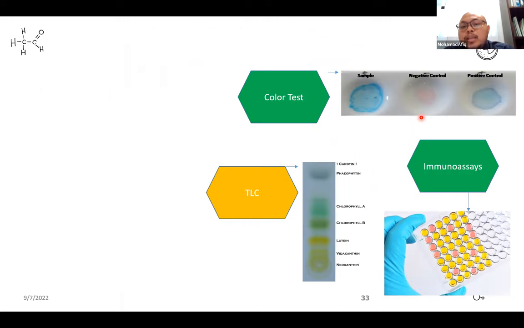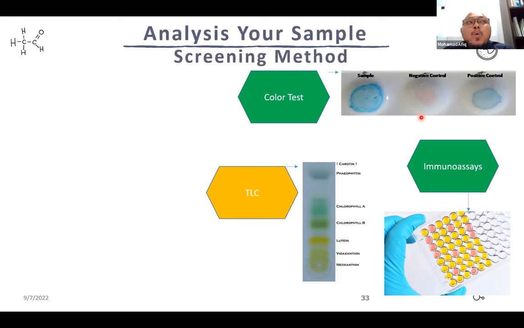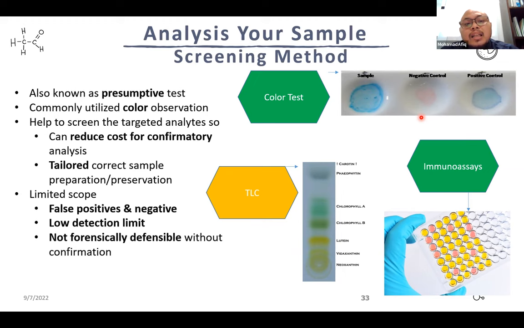Now, let's look first at the screening method. Why do we need to perform the screening method? Screening method is also known as the presumptive test. It means that you just assume. It's not confirmatory. The drug is there, but you may not know the specific type of drug. For example, you know there are some metabolites or maybe the group of morphine, but you don't know exactly what kind of morphine.